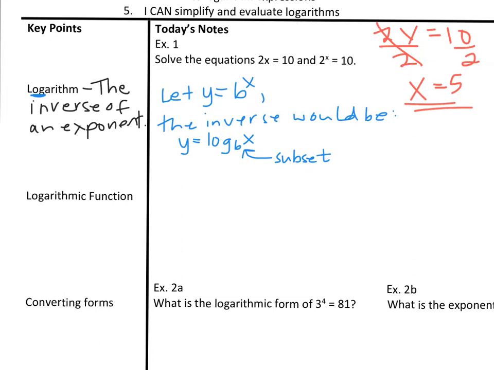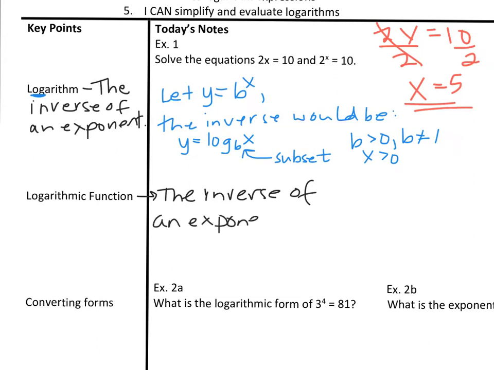Some other things to note: b has to be greater than 0. It can't equal 1. And x also has to be greater than 0 in order for this to work. Now, a logarithmic function is the inverse of an exponential function. That'll be good to know. The definition of a logarithmic function is the inverse of an exponential function.